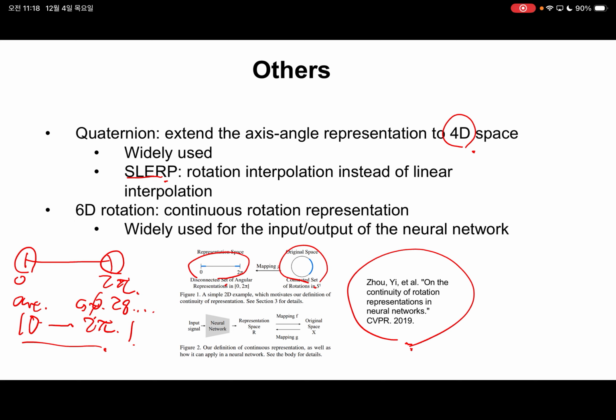This kind of thing could happen, so this paper tries to introduce a continuous rotation representation, which is 6D. 6D rotation is just the first two rows of the rotation matrix. We have a rotation matrix, which is a 9-dimensional representation. 6D rotation is not a special thing. We just select the first two row vectors of the rotation matrix, and that becomes the 6D rotation. For the input and output of a neural network, we need to use 6D rotation because it is continuous. These are just advanced ones.